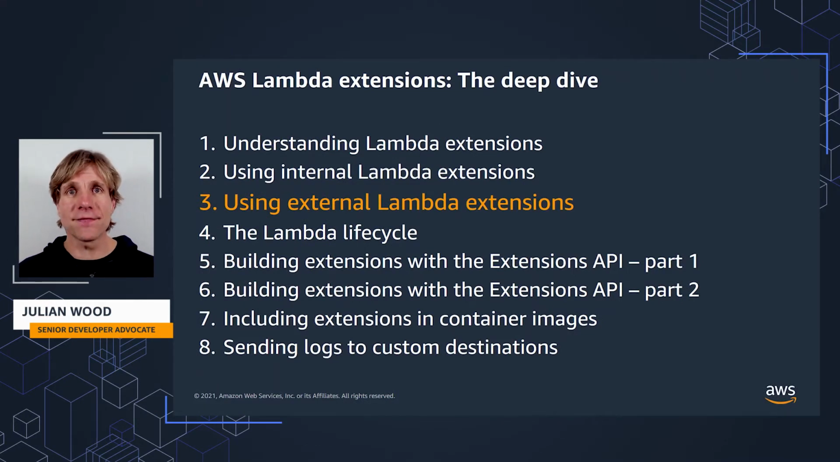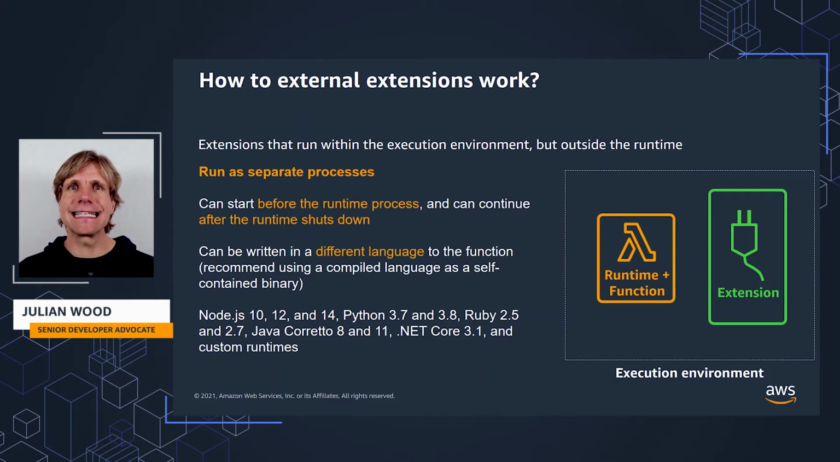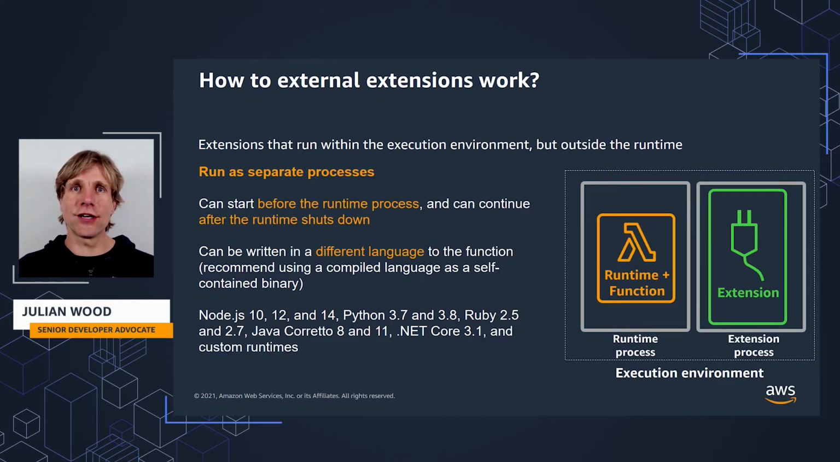In this video, I'm going to be taking a deeper look at external extensions and how they work. An external extension runs as an independent process. This is separate from the runtime process, but still within the execution environment that isolates your Lambda function from other functions. You can see the process boundaries here. An external extension runs outside of the function invocation. It can start before the runtime process and continues to run after the function invoke is fully processed. It still freezes as part of the execution environment if there were no pending invokes.